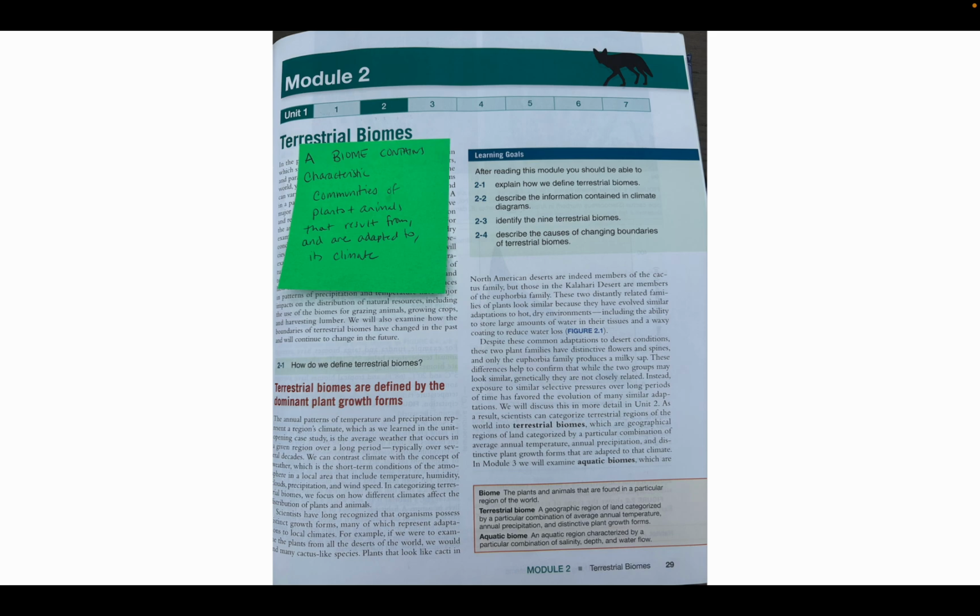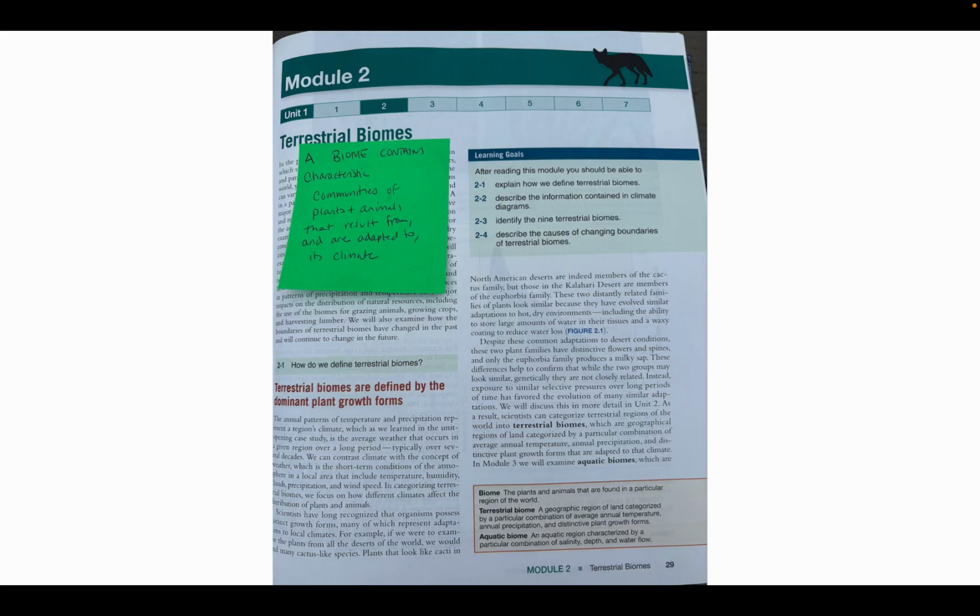So you probably remember from biology, or if you took environmental science with me last year, that we did talk a little bit about biomes. This particular module focuses on terrestrial biomes, which means that we're talking about land, right? We're going to go into details with aquatic biomes in a different module. So to start things off, what is a nice definition? Well, a biome contains characteristic communities of plants and animals that result from and are adapted to its climate.